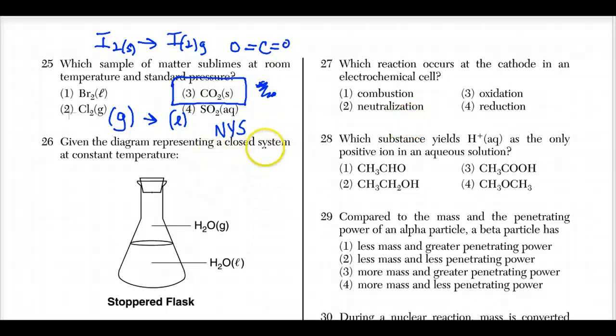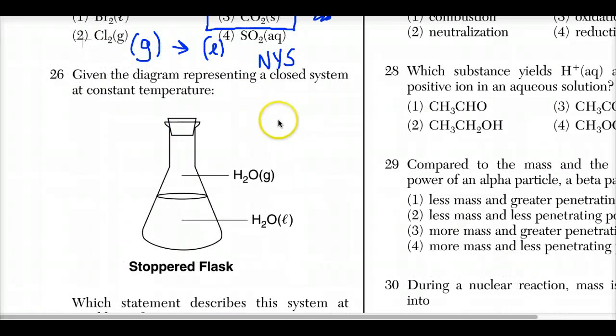Number 26. All right, so we're going to move down here. Number 26, given the diagram representing a closed system at constant temperature, every time I see these closed systems, I'm thinking, okay, we're talking equilibrium. The rate of evaporation is equal to the rate of condensation, because we know that in a closed container, this line is not going to change. We know at equilibrium the amount of gas and liquid is going to remain the same.